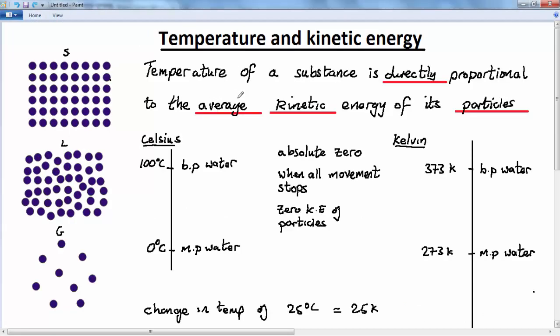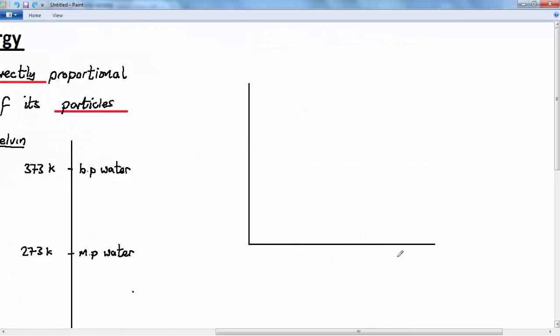I'd just like to go back to this initial statement where we said that the temperature of a substance is directly proportional to the average kinetic energy of its particles. What we mean by that is this. Supposing we have a graph with the temperature in Kelvin along the horizontal axis and the vertical axis, we have the average kinetic energy of the particles in a gas, for example. And by saying that the average kinetic energy of the particles is directly proportional to the temperature, we have a linear relationship. That means a straight line graph.